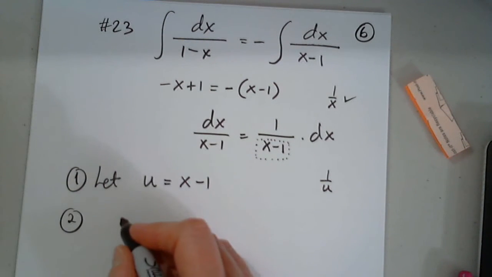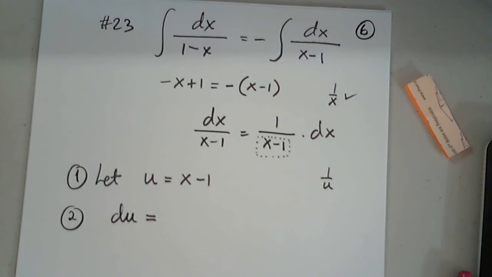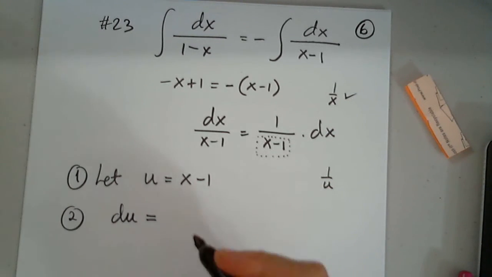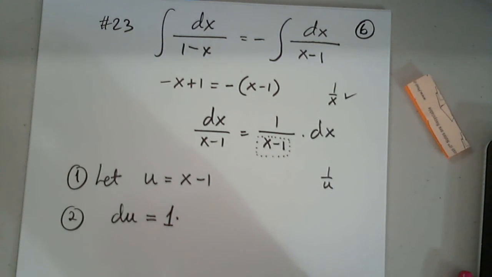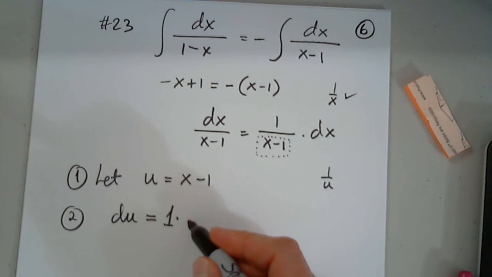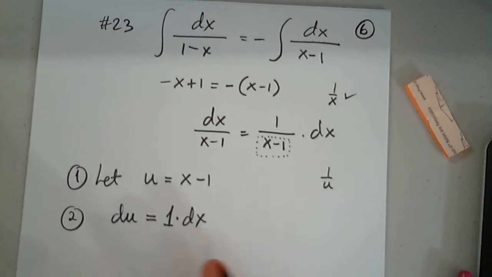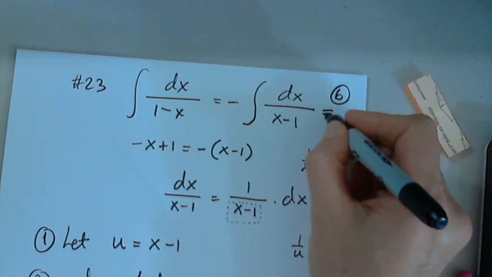In step number 2, I have to find du. Can anyone give us the du for this function? What is the derivative of x minus 1? Good. But since this is du, I don't have to write 1, but I'm going to write 1 just for now. 1 times what? Dx. Exactly. Awesome. It cannot be easier. Du is dx.